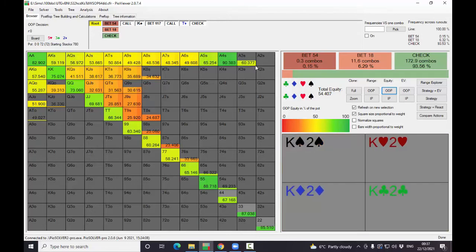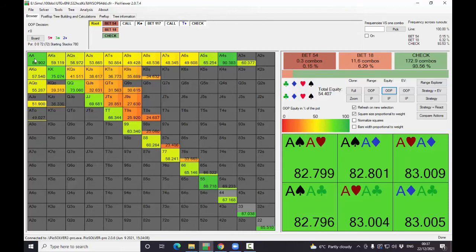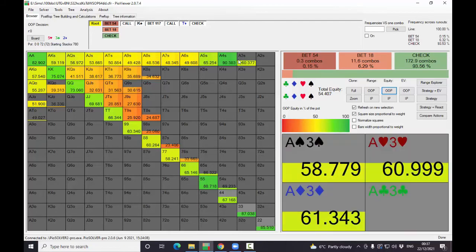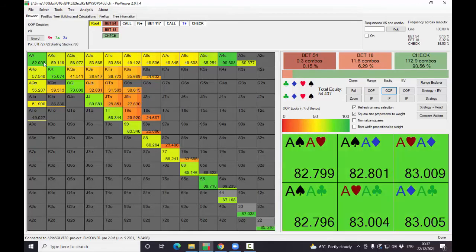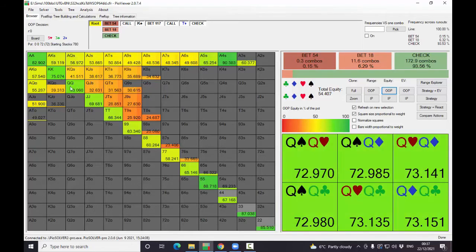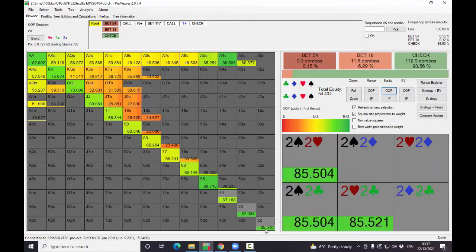Pio does something very useful in that it color codes all of the combos. So green means very strong, more than 70% equity. Those are the very strong, nutty hands. You can see the over pairs down as far as jacks are all over 70%. Ace 4 suited is obviously a monster on this board, and also the sets, 5s, 3s and 2s.